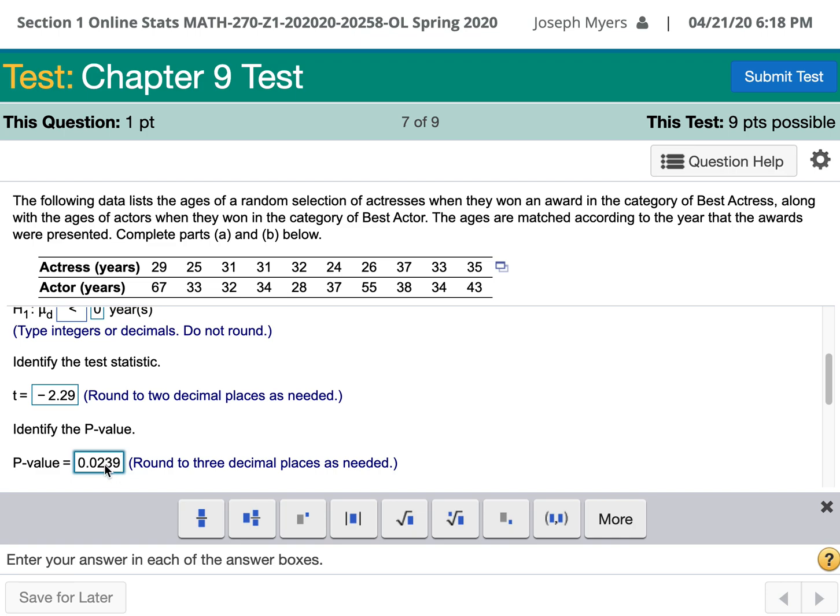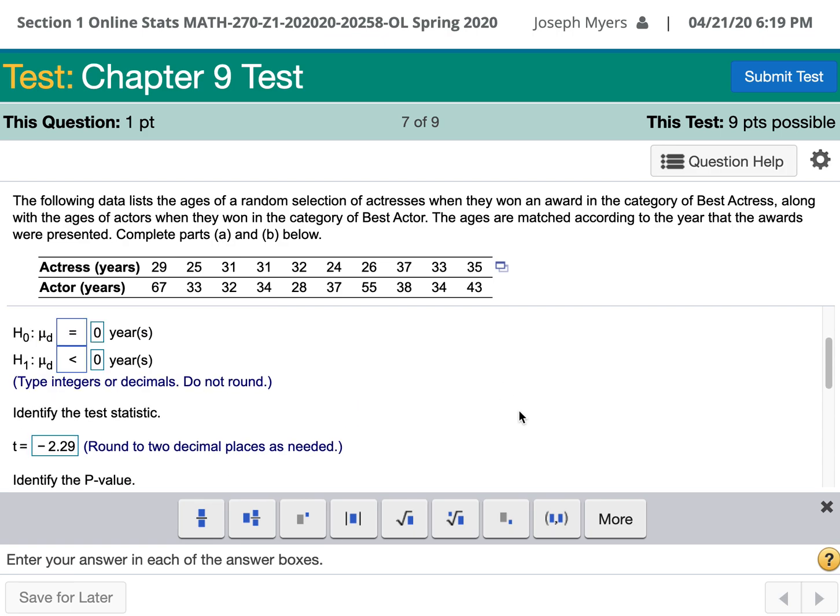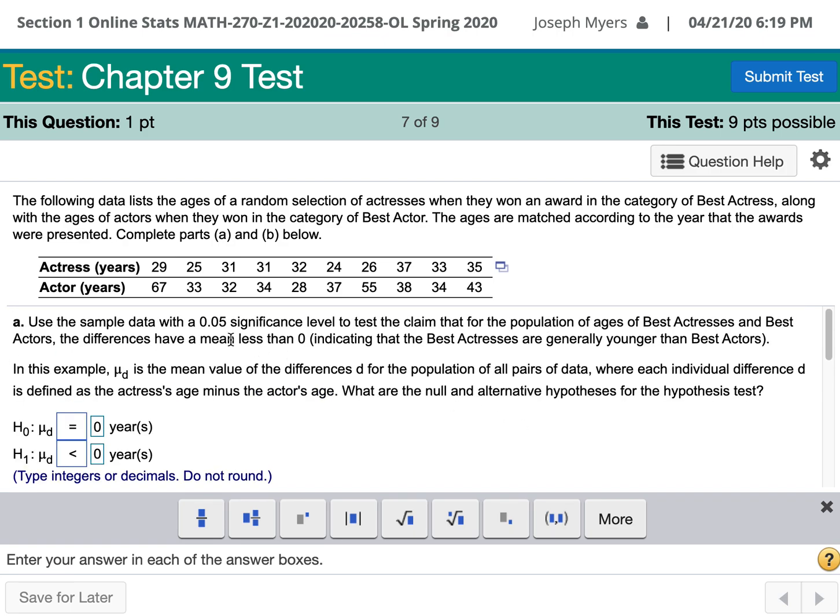Round it to 3, it'd be 0.024. What's the conclusion? Well, what's the significance level? That's what matters. So the significance level is 0.05.